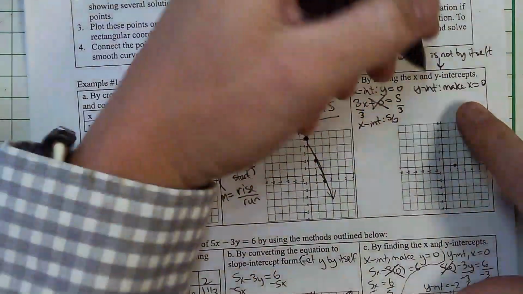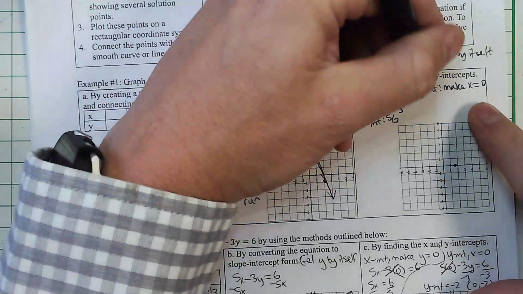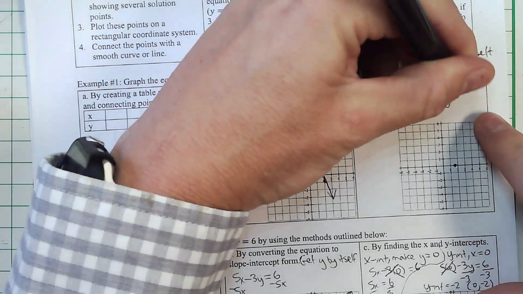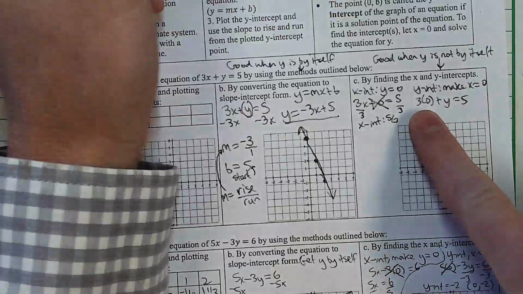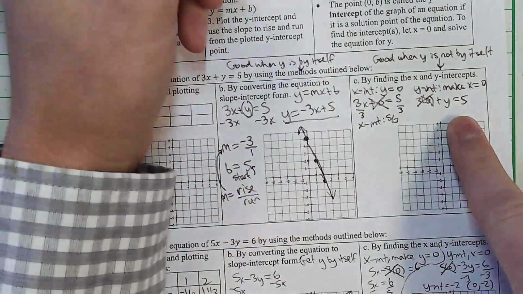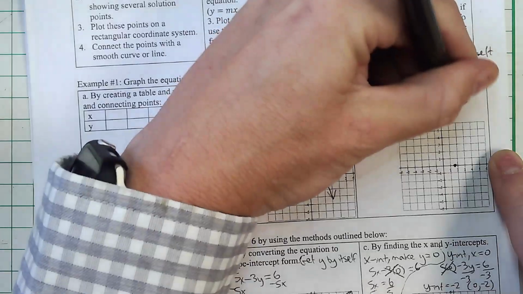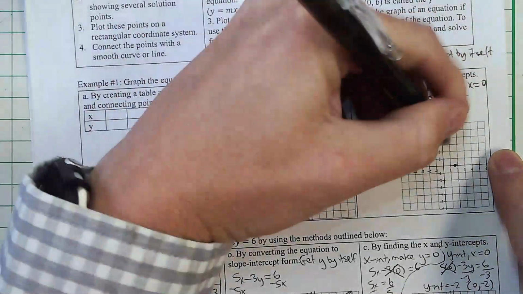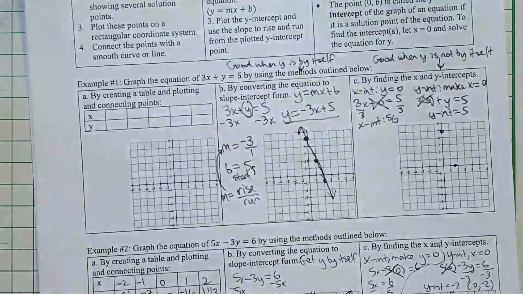So I'm going to plug in 0 for x. So 3 times 0 plus y equals 5. You see this just kind of goes away. So what's the y-intercept going to be? The y-intercept's 5. So it's going to cross the y-axis at 5.